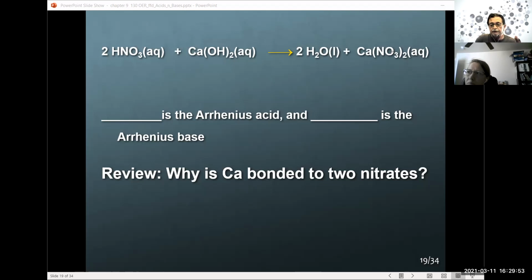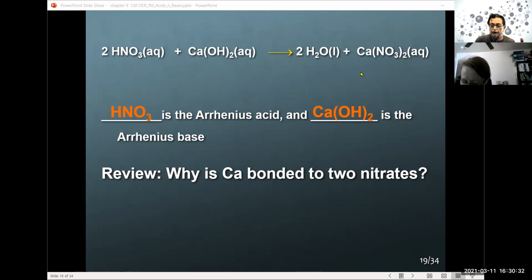So the question is, blank is the Arrhenius acid. Well, in this case, it would be nitric acid, because by definition, the Arrhenius definition is any species that produces a proton, not a hydrogen, totally different. So your answer by saying hydrogen would be incorrect. Your answer by saying either H plus or proton would be correct, okay?